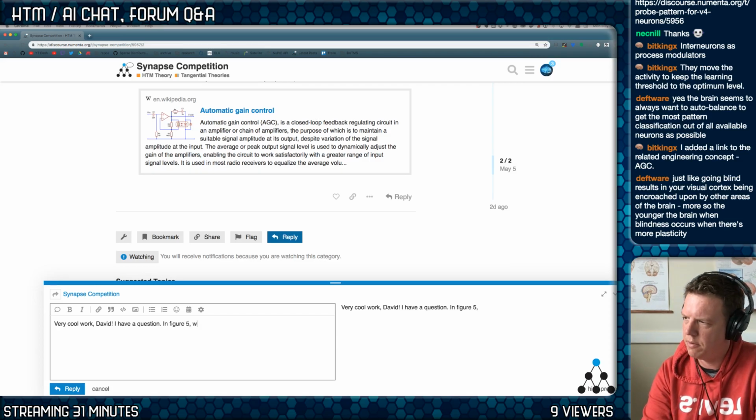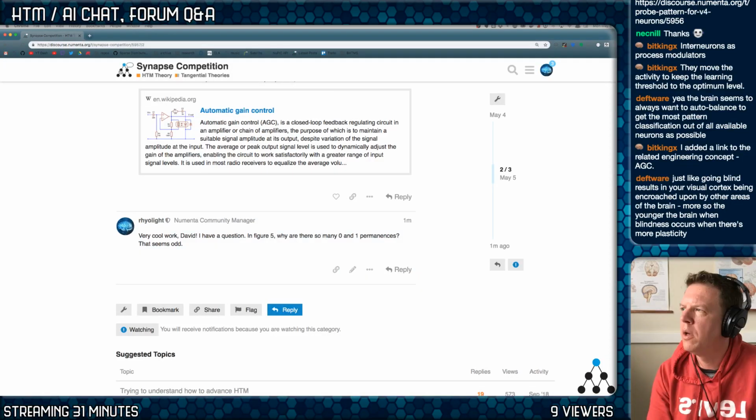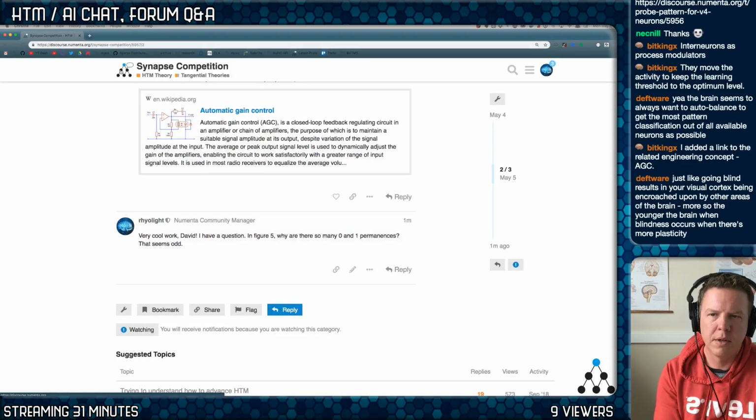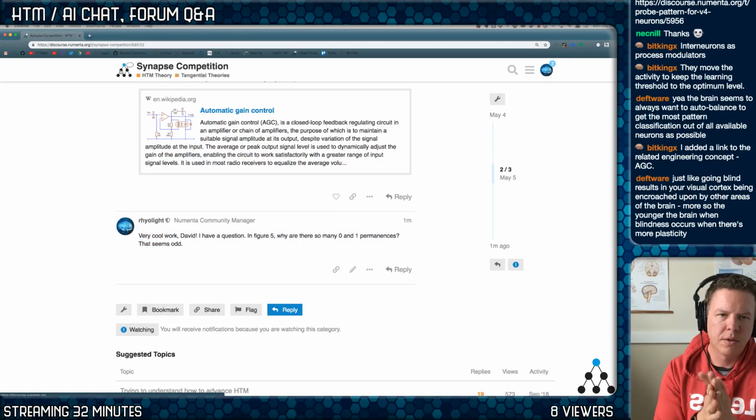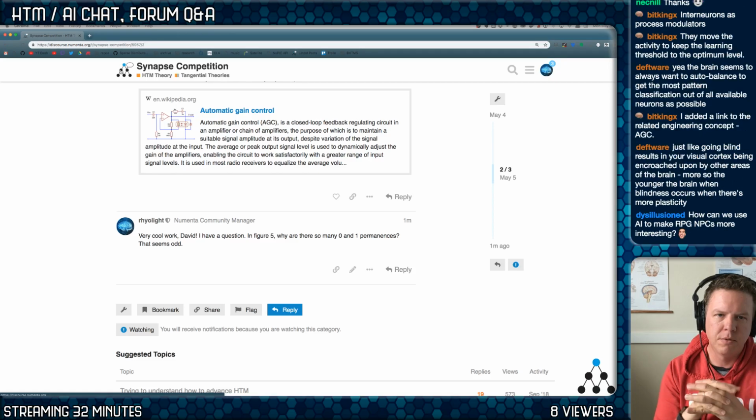Figure 5. Why are there so many 0 and 1 permanences? Seems odd. Okay, I'll leave it at that for now. Just like going blind results in your visual cortex being encroached upon by other areas of the brain, more so the younger the brain is when the blindness occurs, because there's more plasticity.